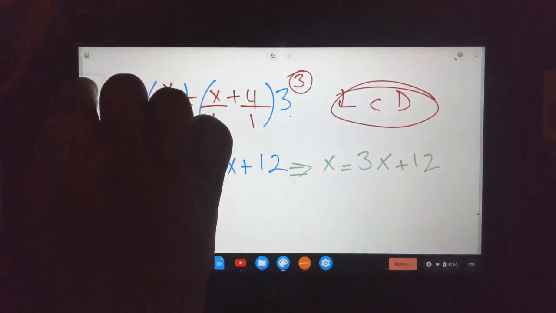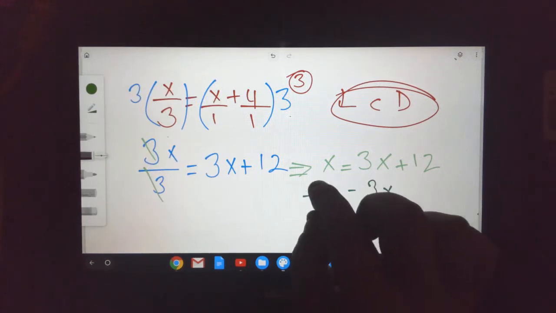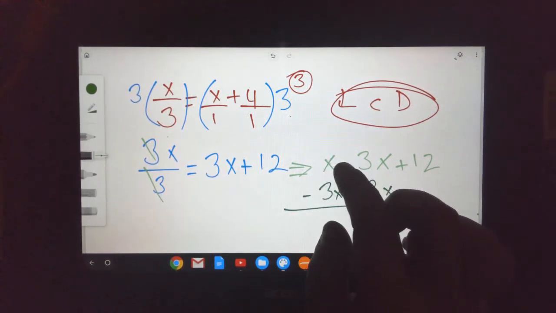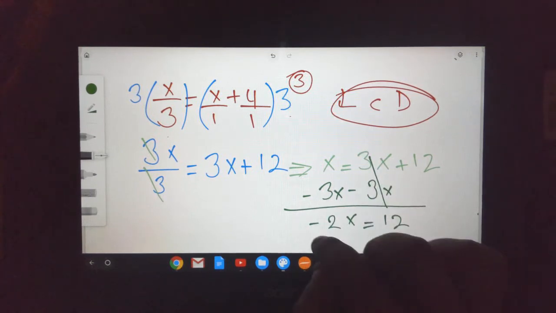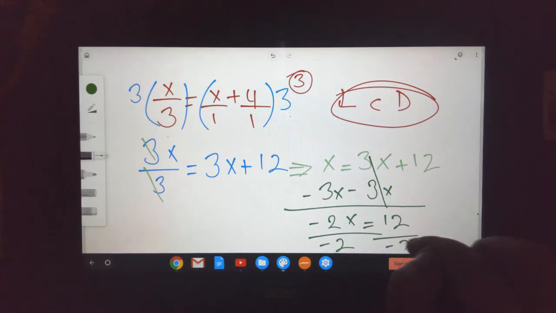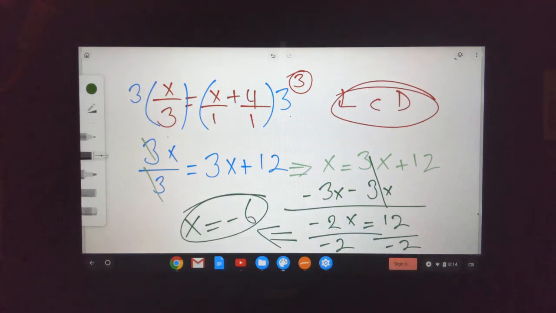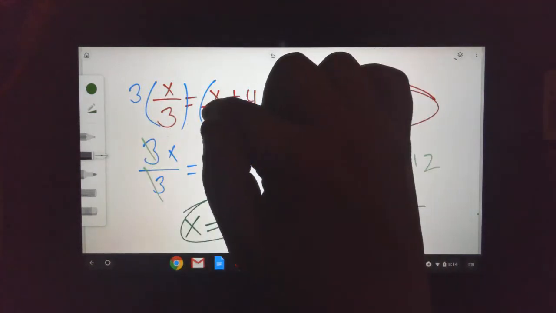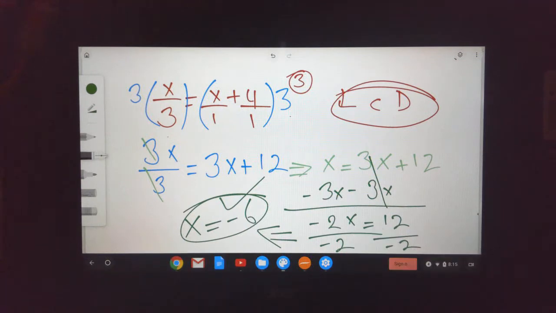Next step is, as you all guessed, subtracting this 3x from each side. When I do that, I end up with negative 2x equals positive 12. And when I divide everything by negative 2, I end up with x equals negative 6. And if you plug that in, negative 6 divided by 3 is negative 2. Negative 6 plus 4 is negative 2. So it checks. So that's one example.